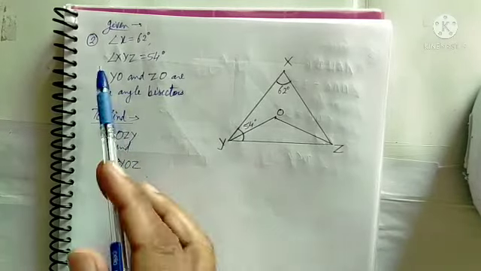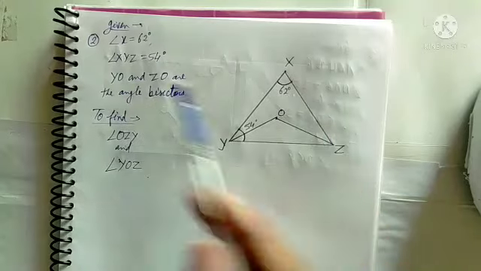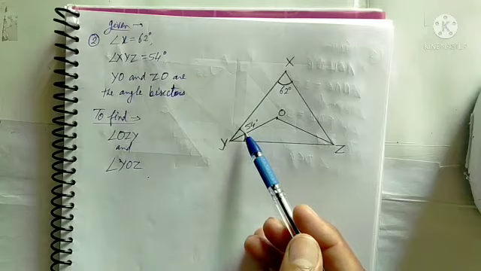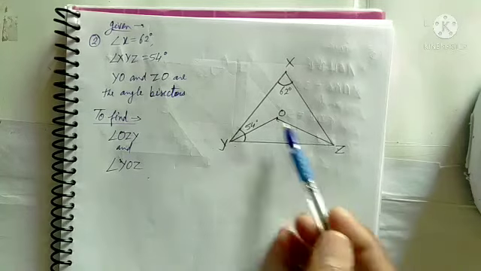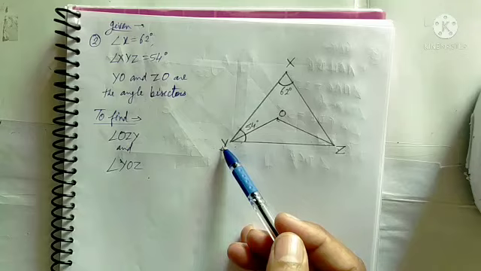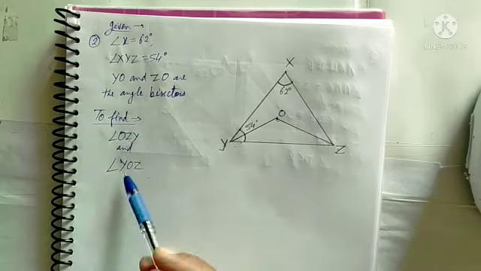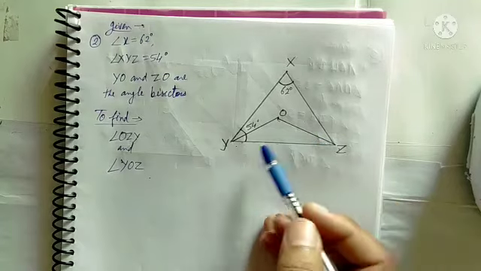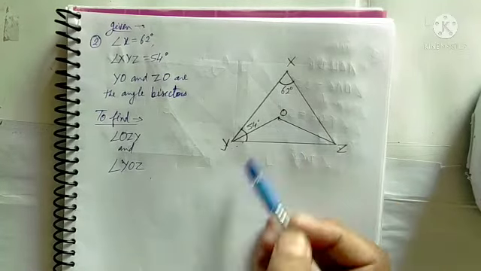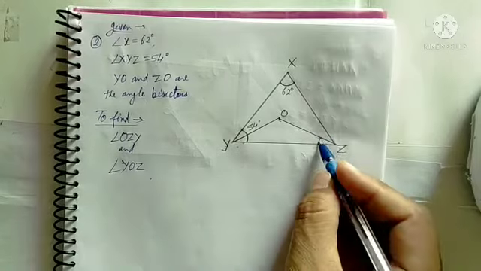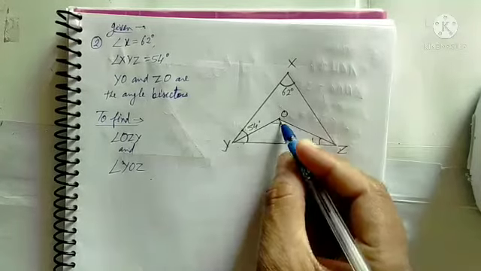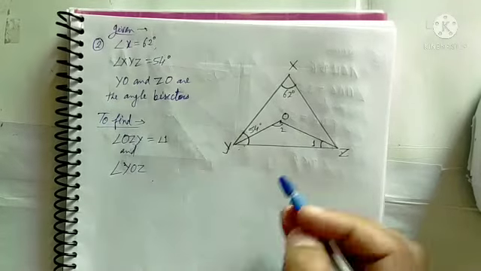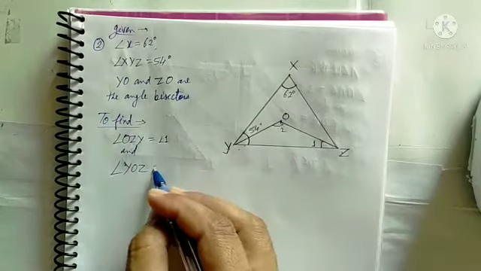Question number second. In triangle XYZ, angle X is 62 degree. Angle XYZ means this whole angle is 54 degree. And YO and ZO are angle bisector. And find angle OZY. OZY means this angle, and YOZ. YOZ means this angle. We have to find out. So it's very simple. Let this angle 1 and this angle 2. So angle OZY is let angle 1, and angle YOZ angle 2.